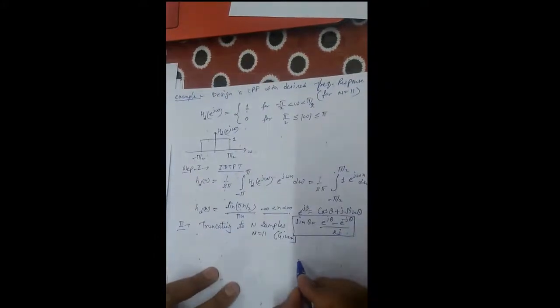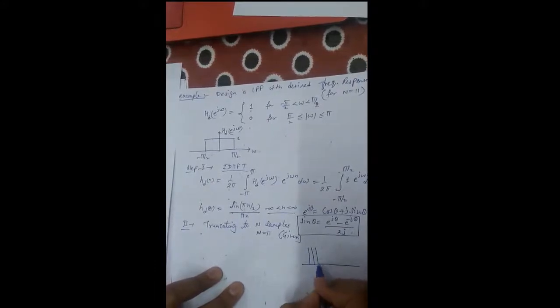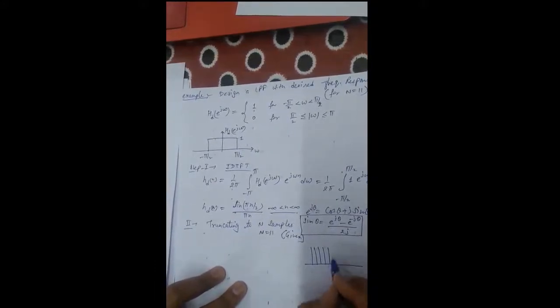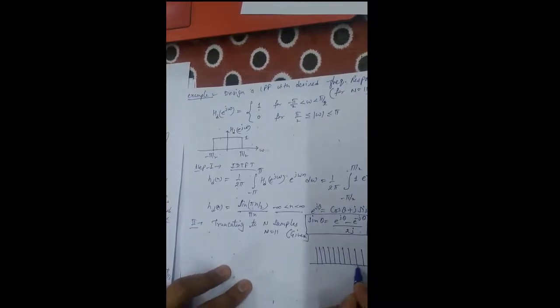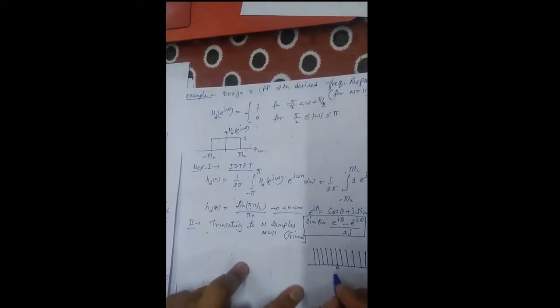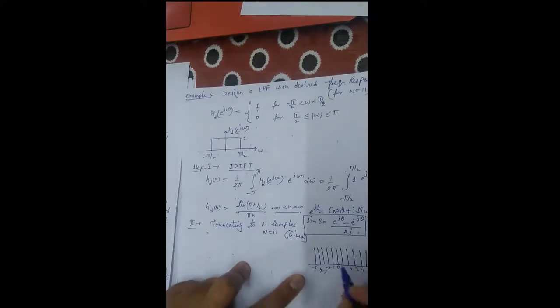So for an 11 sample rectangular window, you can imagine it as samples numbered 1, 2, 3, 4, 5, 6, 7, 8, 9, 10, 11, around 0, with n from minus 5 to 5, obviously minus 3, minus 4 in between. This is the rectangular window.